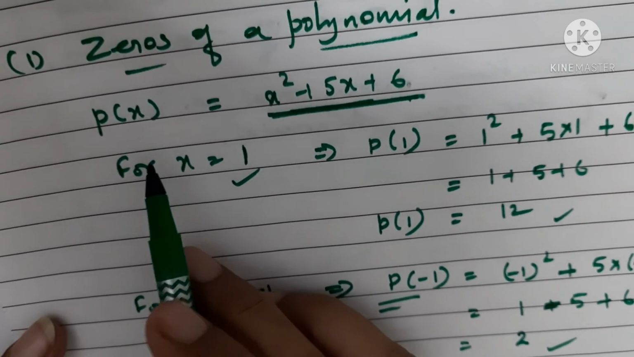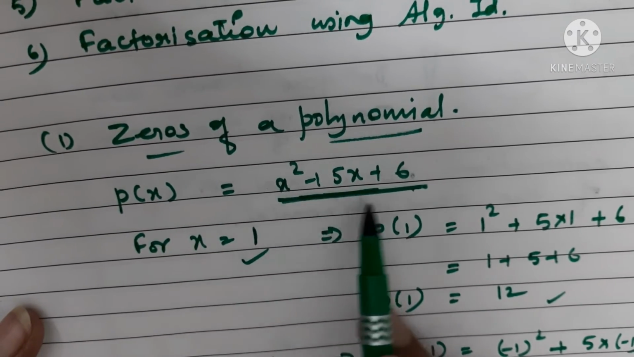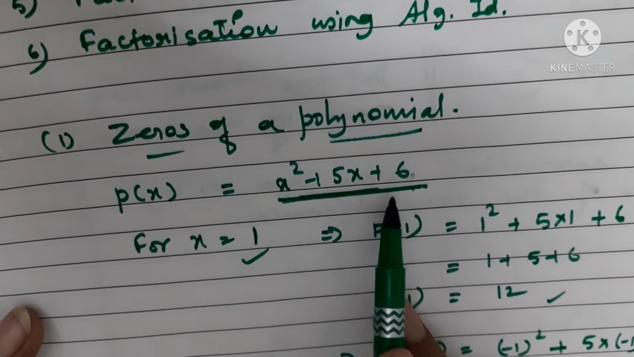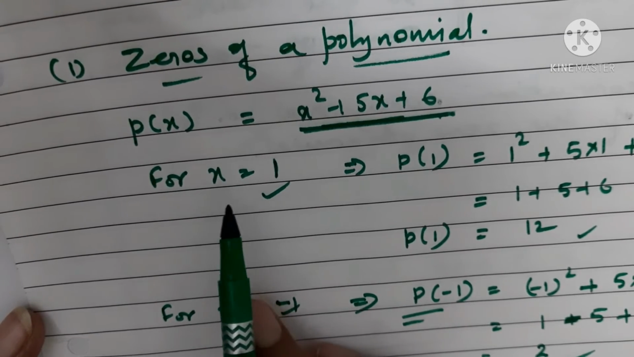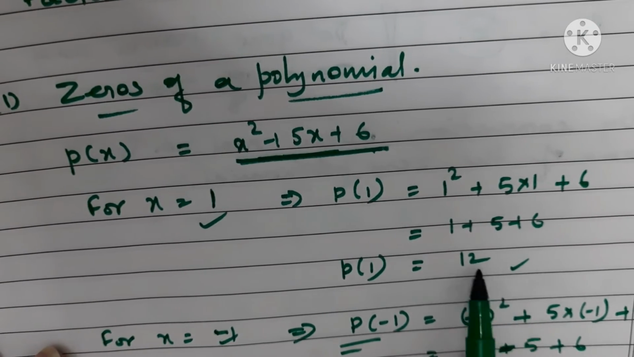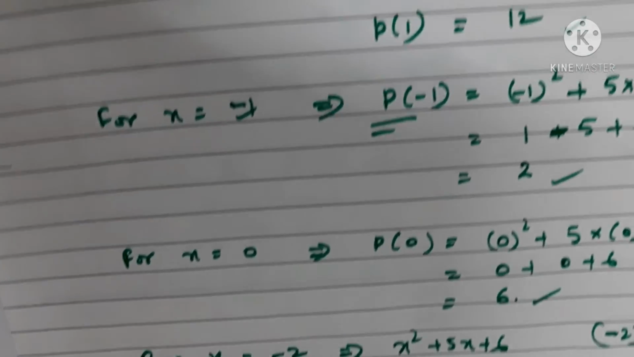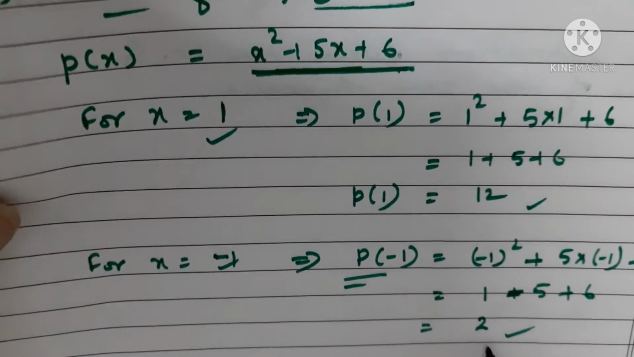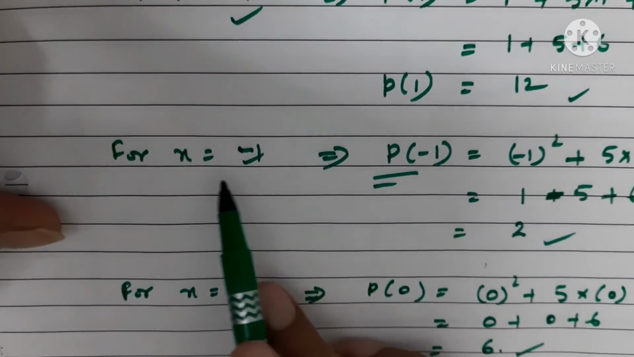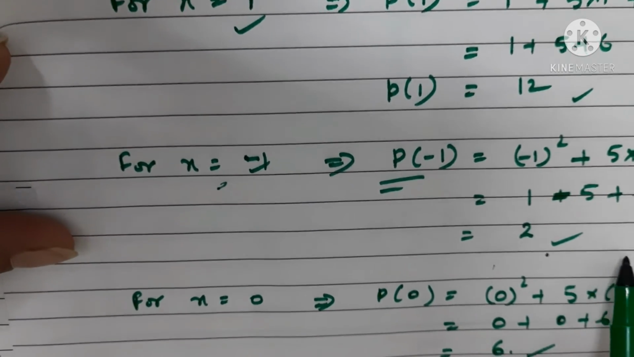So here you can see that for p(x), if you have this expression, and on putting the value of x as something, say you are getting 12, then this is not a zero of the polynomial. Why? Because this is not equal to 0. You are not getting the value as 0 here. In the last case also you can see that it is not giving you 0. When you put some value of x, you are not getting 0. This is also not a zero of a polynomial.